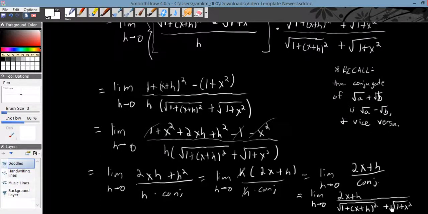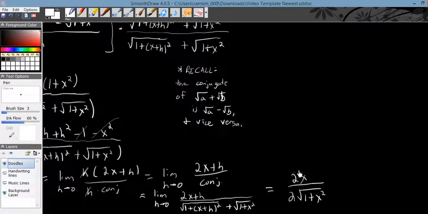If we write down the conjugate here and go ahead and take the limit as h approaches 0, this numerator will go to 2x. And this denominator, well, this first expression will go to the square root of 1 plus x squared. You'll have another plus the square root of 1 plus x squared. So the denominator will go to 2 times the square root of 1 plus x squared. So the numerator goes to 2x, the denominator goes to 2 times the square root of 1 plus x squared. The 2's cancel here, and you're left with x over the square root of 1 plus x squared.